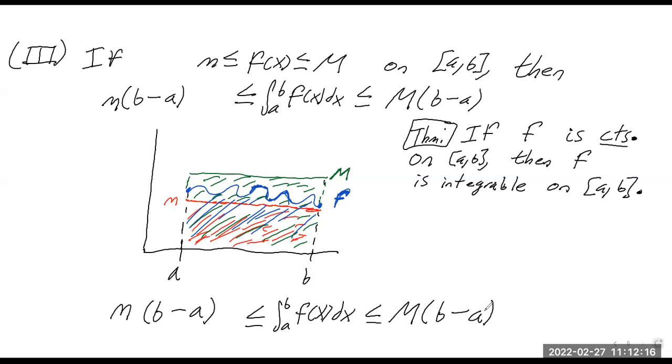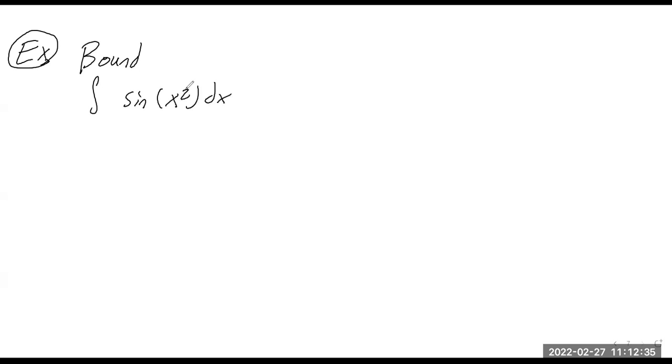Going on to the next slide. So we are going to bound the integral of sine of x squared dx from 0 to, let's say, the square root of pi.